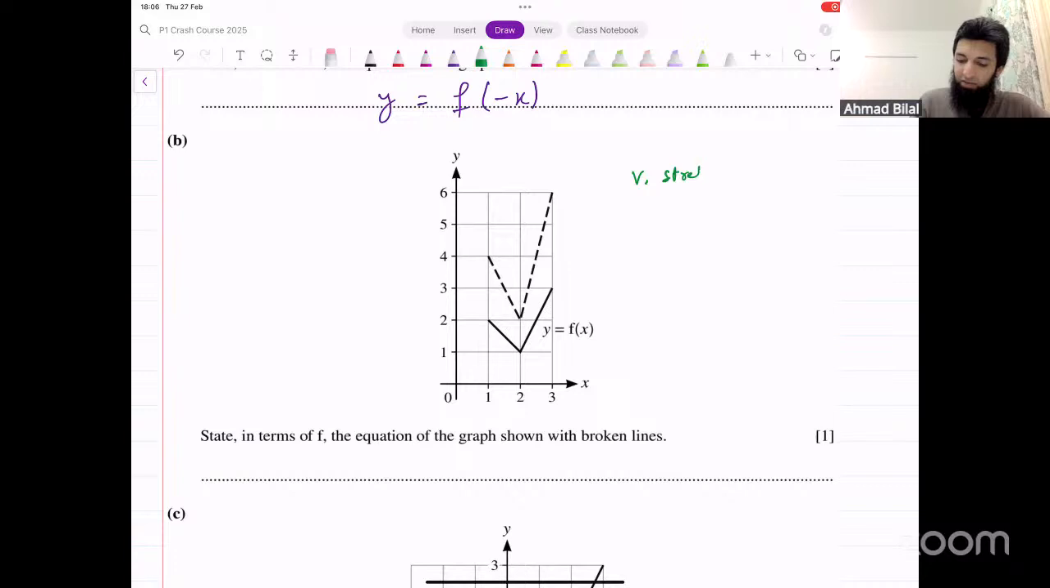I'm just writing down for your understanding. It's a vertical stretch with scale factor 2. Okay. How do you represent that in the form of a function? It's a vertical stretch, so something has to happen outside the function. f of x, it's a stretch scale factor 2. We multiply by 2 outside. That's the equation of the graph of the broken lines.